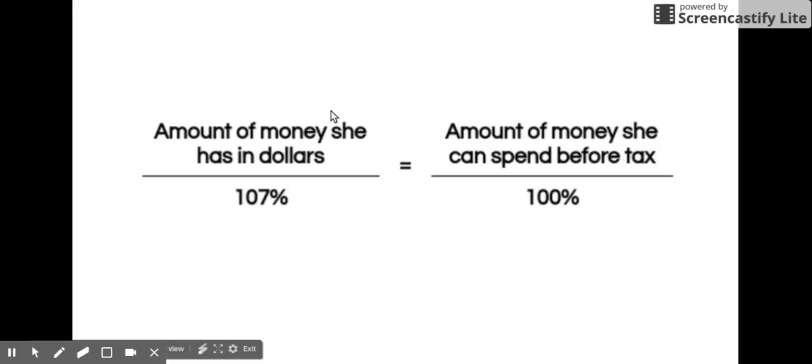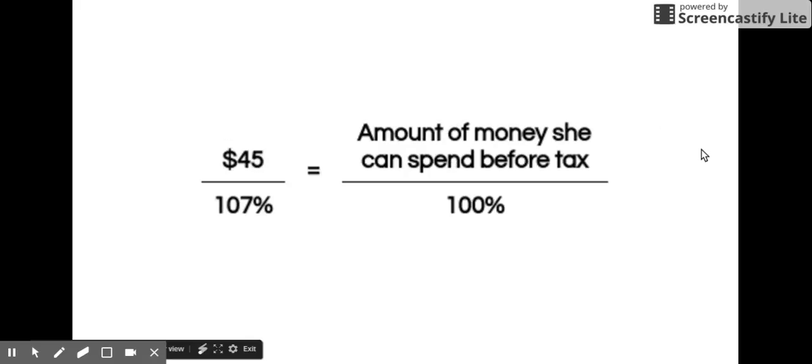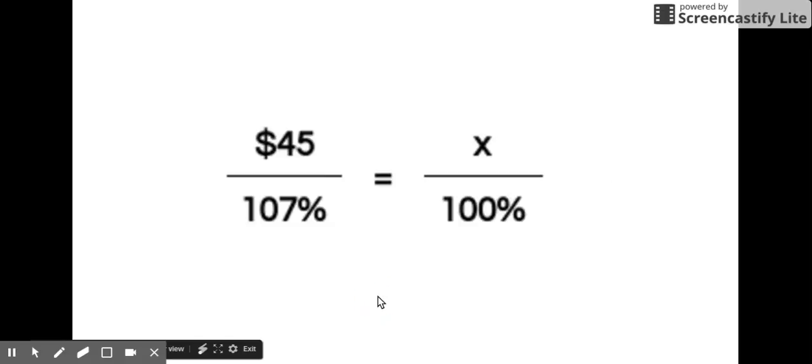So the amount she has in dollars over 107% is equal to the amount she can spend before tax over 100%. So we put in 45 because that's the total amount she can spend, and it's 45 over 107 is equal to the amount she can spend before tax over 100. So we're going to put in an X. So X is the amount she can spend on her clothing. Now we have our proportion set up and we can solve for X.